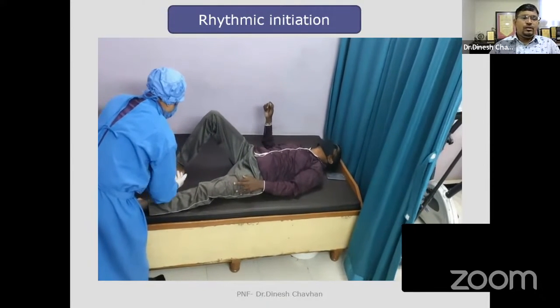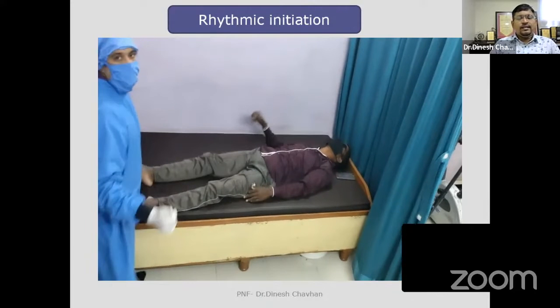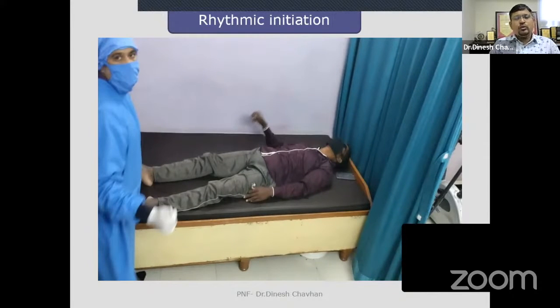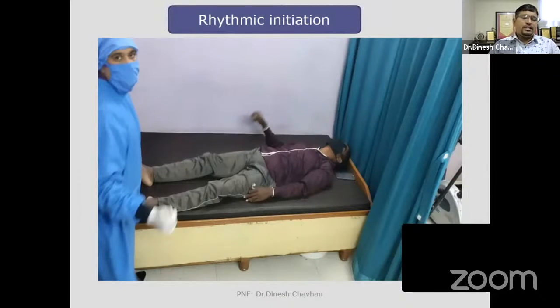If you see here, initially I start with passive movement. First I facilitate the pattern with passive movement. Then I ask the patient to perform active assisted movement. So here we use both passive plus active. As the patient improves the strength of the muscle, it goes to active assisted, then resisted, to the whole range in active movement. So this is the rhythmic initiation we use in a pattern.